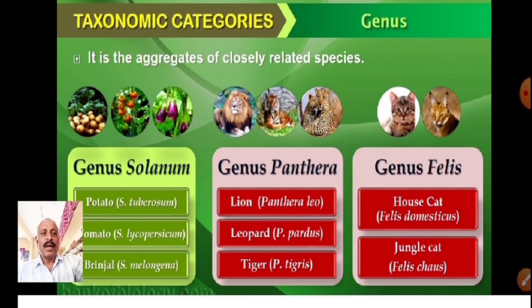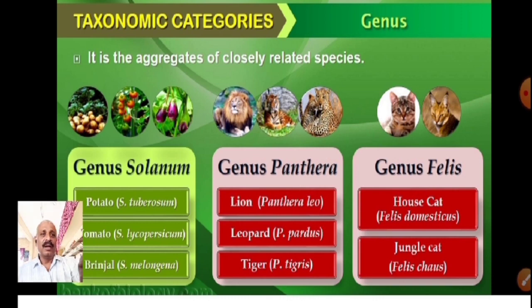Like that, you are also observing genus Panthera. Panthera is a group of organisms including lion, leopard and tiger. The lion, leopard and tiger are somewhat closely related wild animals, so they are kept in the same genus. And we are also seeing genus Felis, one more genus. Here the cat and jungle cat are different, but have somewhat related characters. Both are very related to each other, so they are kept in the same genus Felis.